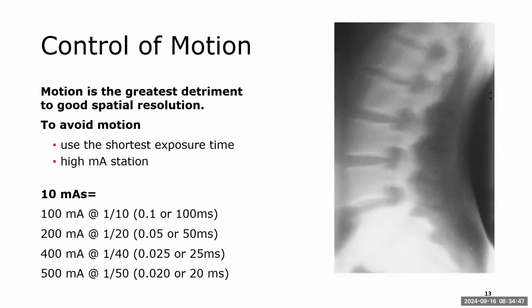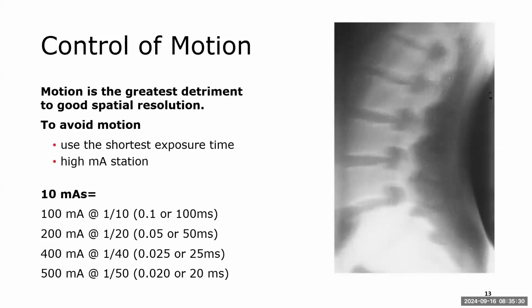But you can see that 10 mAs can be produced using at least those 4 different combinations there. So 1/10. I mainly put these on here to help show you relate fractions to decimals to milliseconds. So you can sort of see that. If we had 100 mA, 1/10 of a second would be 0.1 seconds or 100 milliseconds. That's all talking about the same thing, right? So we could have that combination to give us 10 mAs. We could have 200 times 1/20th of a second or 50 milliseconds.